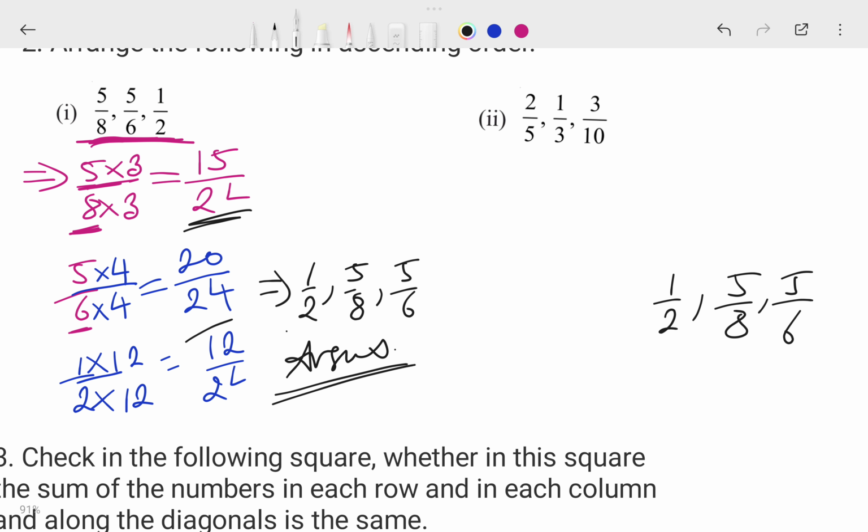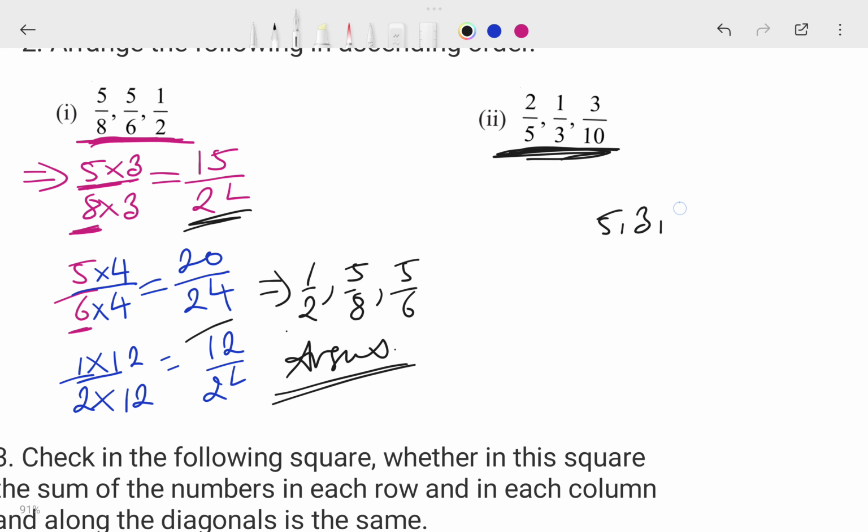We do the same with the second one also. First we will find the LCM. Our aim is to make the denominators the same, and for that we have to find the LCM. So we will find the LCM of 5, 3 and 8. Let's find the LCM.